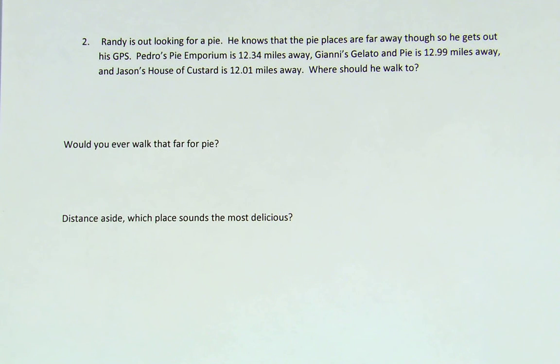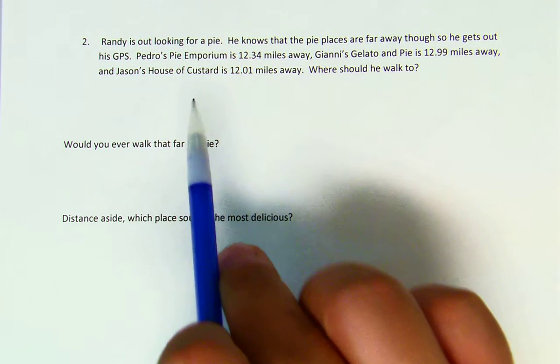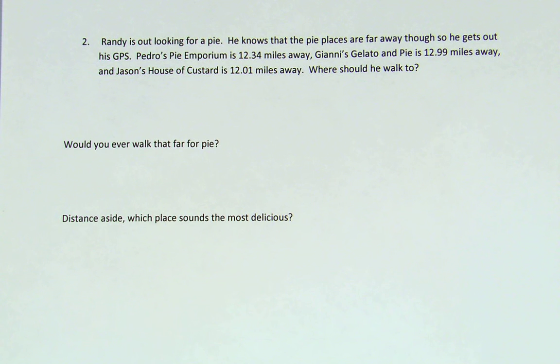And then I always like to ask a final question, again for discussion. This would be for students to write. This wouldn't necessarily be for discussion until the next day. But distance aside, which place sounds the most delicious? Again, there is no single correct answer. Students can say whatever they want. Maybe they like gelato and they want to go to Johnny's. Maybe they just like straight pies, so they go to Pedro's. You don't know. But again, they're engaged and they're having to write, which is important.